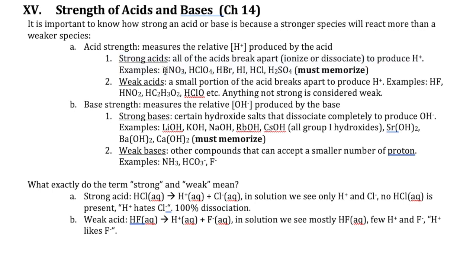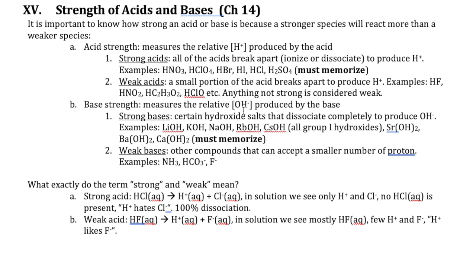So the strong acids, there are 6 of them that you need to know: nitric acid, perchloric acid, hydrobromic, hydroiodic, hydrochloric, and sulfuric acids. Okay, and then everything else, if you're given anything that's an acid that has an H at the beginning and ends with (aq) and it's not one of those 6, then it must be a weak acid.